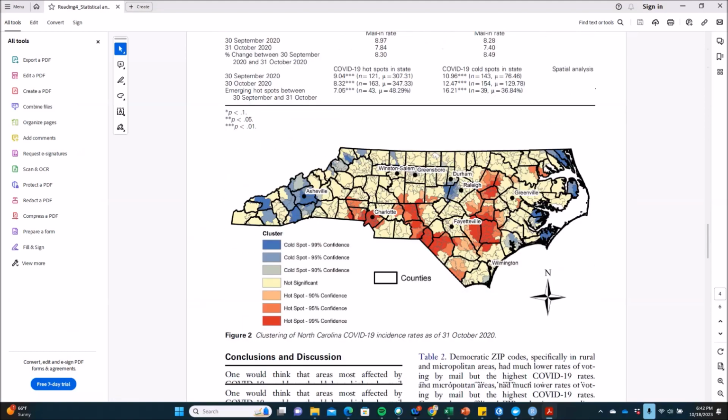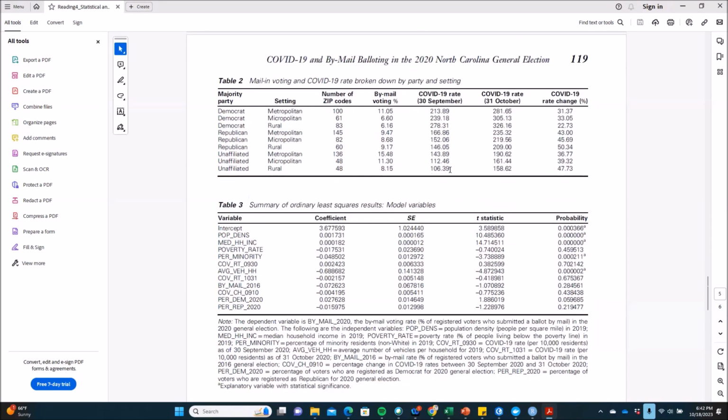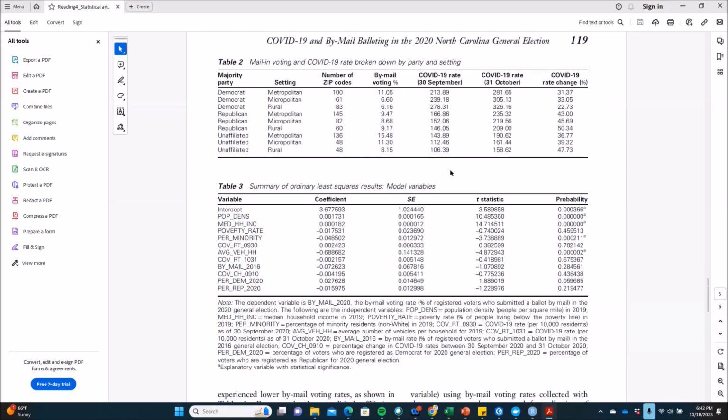But when we started to get into the discussion, we asked, what are all the factors that impact this? Here we go. This is the table we were looking at before. What are all the explanatory factors? Dr. McGinn and I went through the trouble of extracting Democrat, and then metropolitan, micropolitan, and rural. We found that the areas with the highest COVID rates were Democrat rural, which I thought was interesting. They also had the lowest by-mail voting.